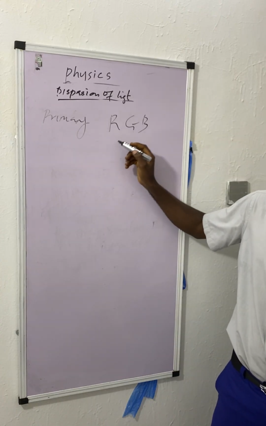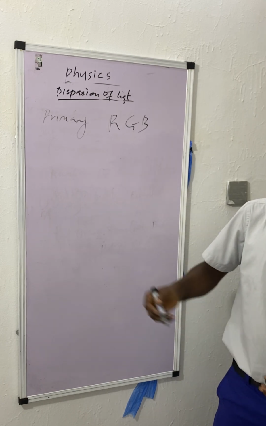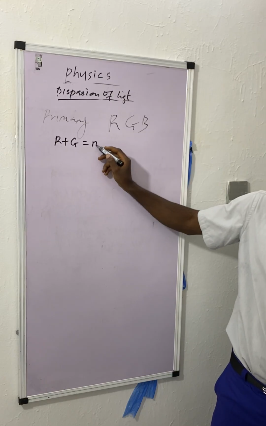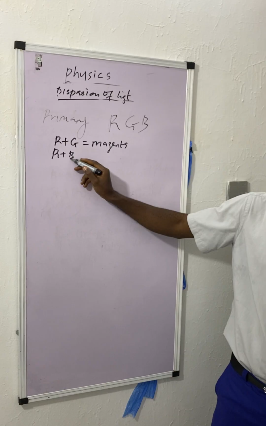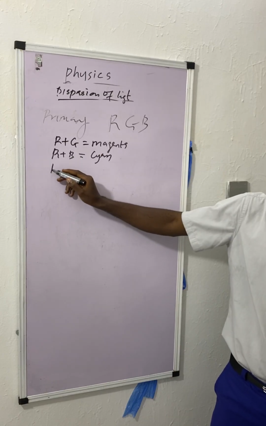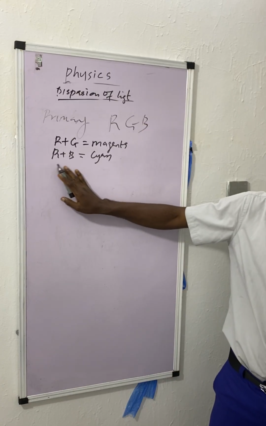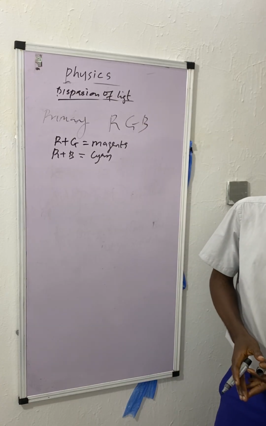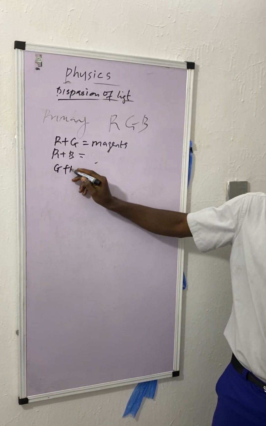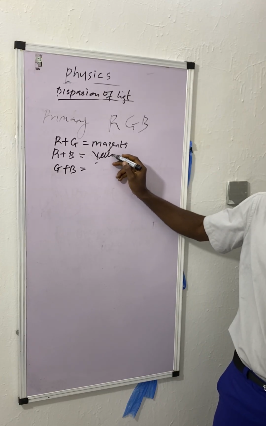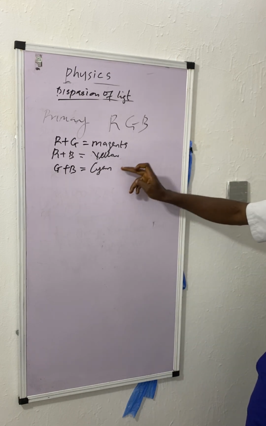You add red and green. Red plus green will give us magenta. Red plus green equal to magenta. This one is secondary color. Red plus blue will give us cyan. Then red plus, we've done red plus green. So we do green plus blue. Is green plus blue yet now? Okay, it's green plus blue that will give us cyan. So that's that for that. So these are secondary colors.